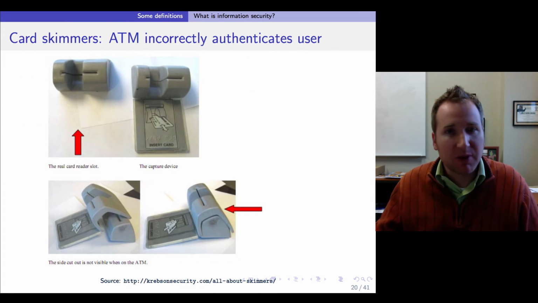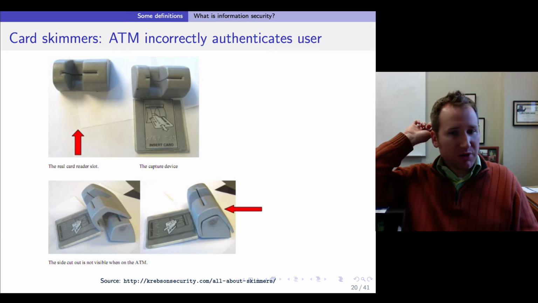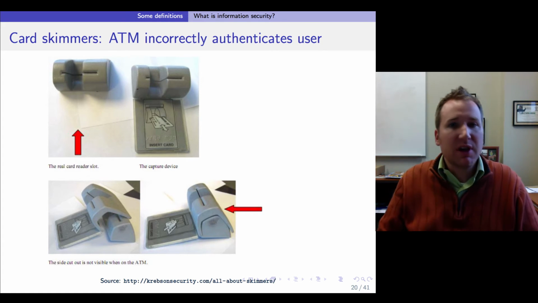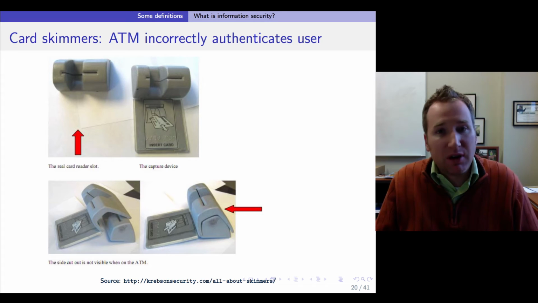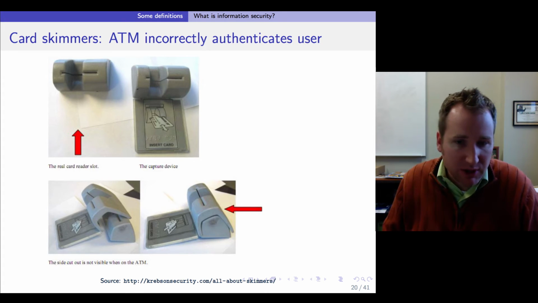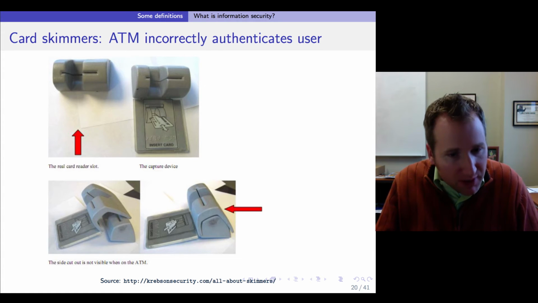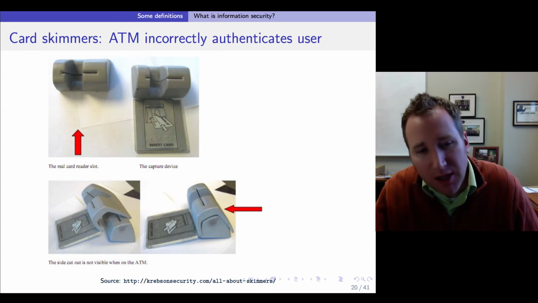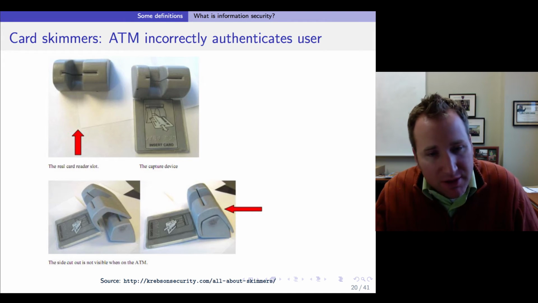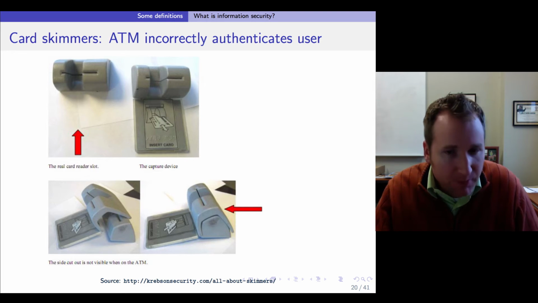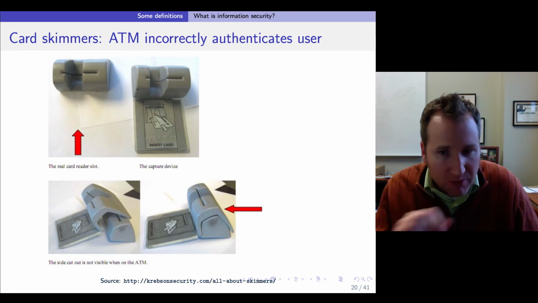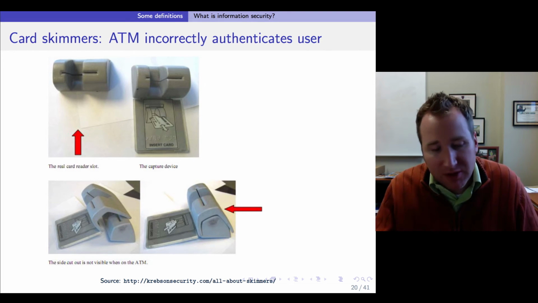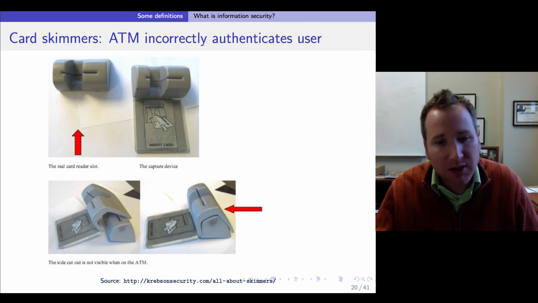But that's not the only way. A more subtle way that's often used by criminals is for the ATM to incorrectly authenticate the user. So this is a card skimming device, which gets placed on top of an ATM by a criminal who then reads the identifier that's provided on the card as it goes through the mag stripe. The user interacts with the ATM, thinks all is well.